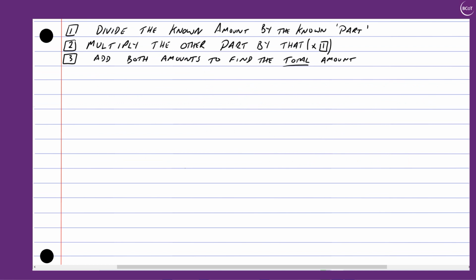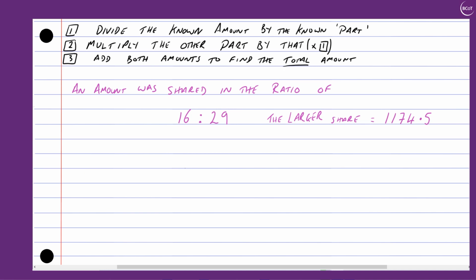Another question then, always the same method. An amount was shared in the ratio of 16 to 29. No problems there. The larger share was 1174.5. Well, that looks horrible, but it doesn't matter because we use the same method every time. So if the larger share is that amount, that relates to the larger part of the ratio, which is 29. The question's telling us find the total amount shared.